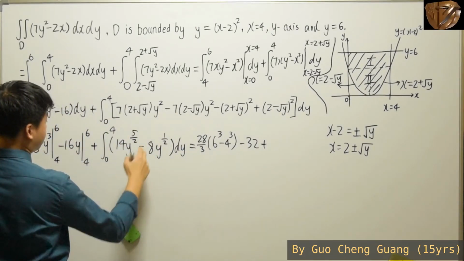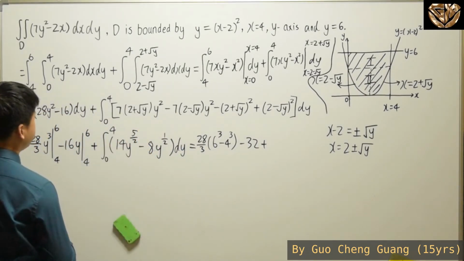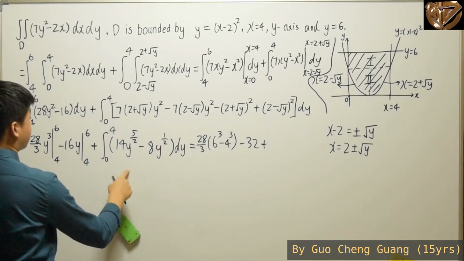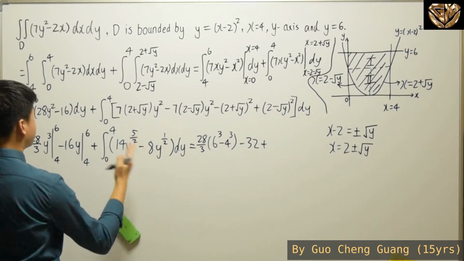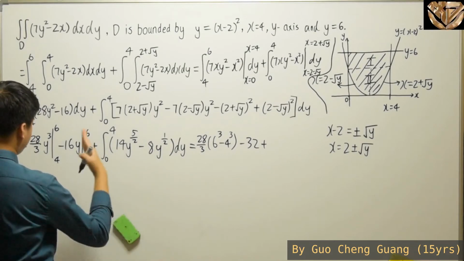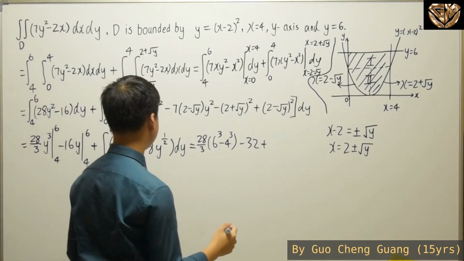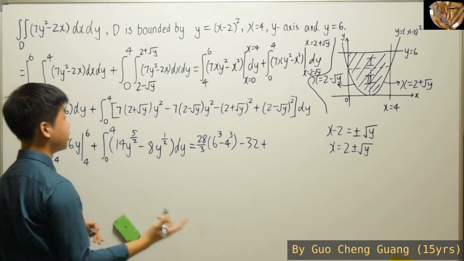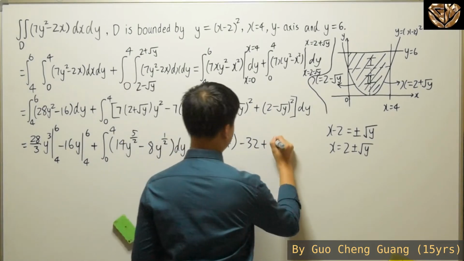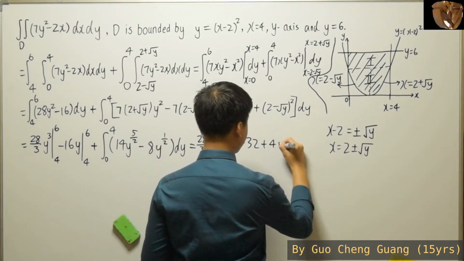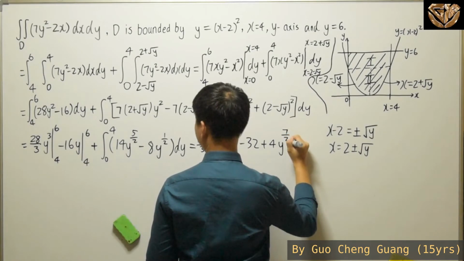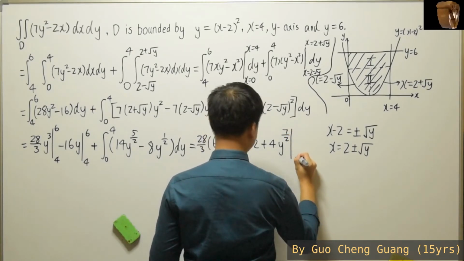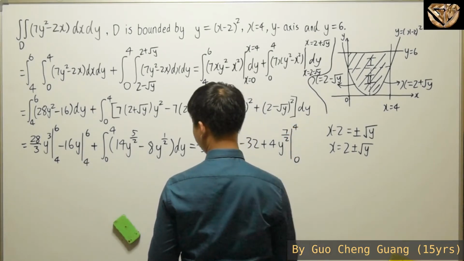So y to the power of 5 over 2, when you integrate that, you have y to the power of 7 over 2. But 7 over 2, then you have to multiply 2 over 7 in front. Wait. 14 multiplied by 2 over 7, which means you just have 4. Then y to the power of 7 over 2. Substituting the values 0 and 4.